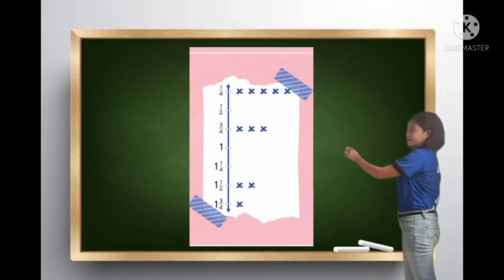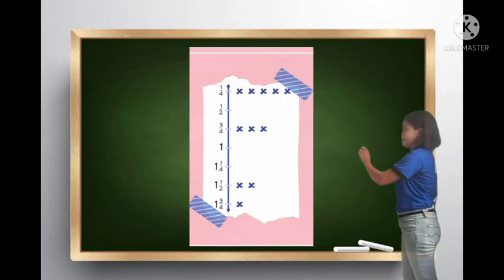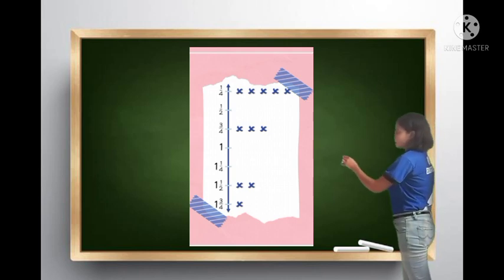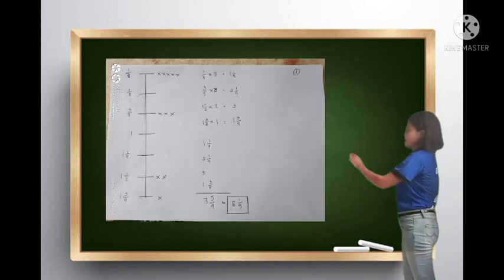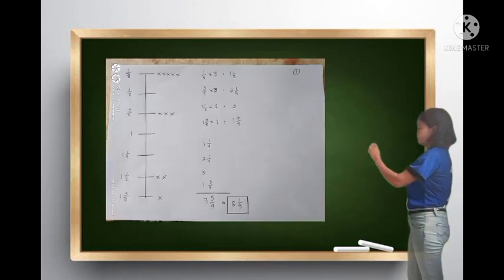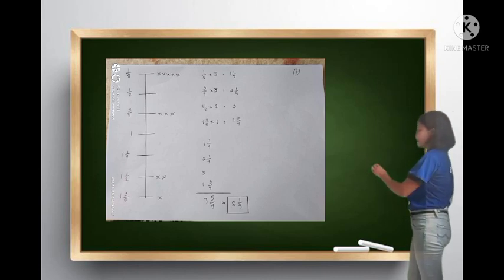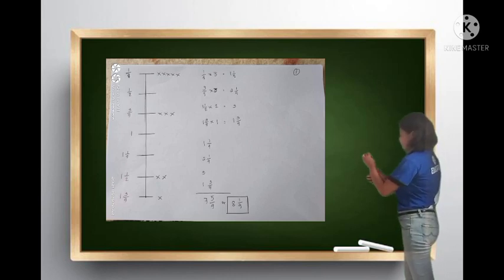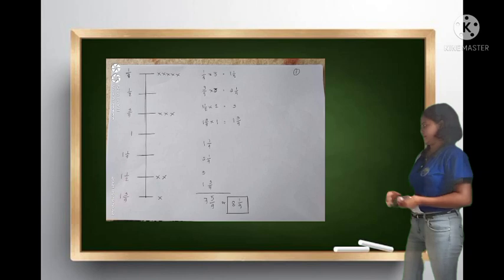Ganon din si 3/4. Ita-times natin siya sa tatlo kasi tatlo siya. So, ang lalabas is 2 and 1/4. So, 1 and 1/2 times 2 is equal to 3. 1 and 3/4 times 1 is equal to 1 and 3/4. So, yung nakuha natin na ito is pagpapasin natin. That's why nakuha natin is 7 and 5/4 or 8 and 1/4. So, ito yung total hours na nakuha natin. Ito yung oras kung ilan siya nagpa-practice sa 11 days.